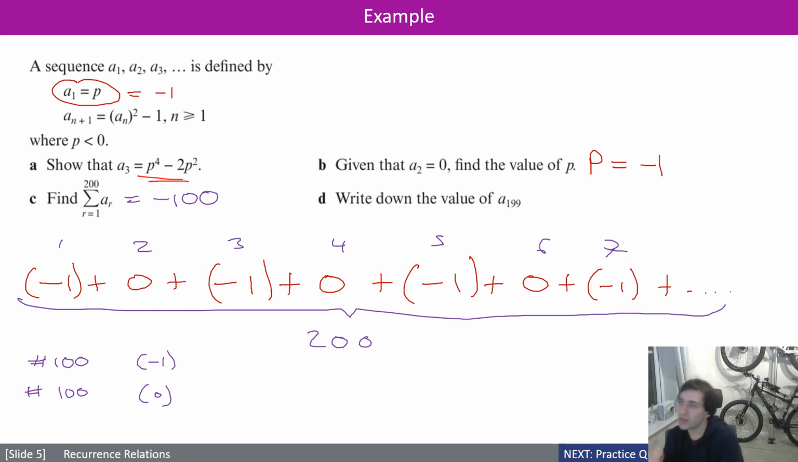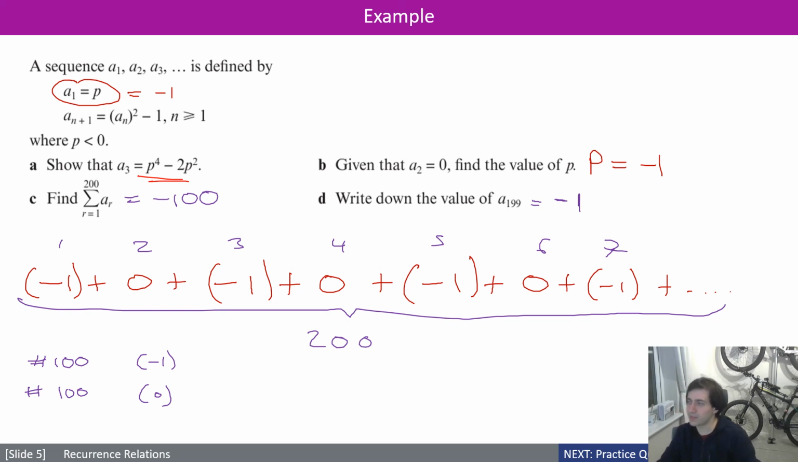And then finally, write down the value of A199. So 199 is obviously quite a large number. You could plug in your recurrence relationship 199 times, but what would be more sensible is for you to observe the pattern that we've discovered here. So whenever the index is even, we have 0, and whenever the index is odd, we get -1. So in this case, 199 is an odd number. It's an odd index, so it's just -1.